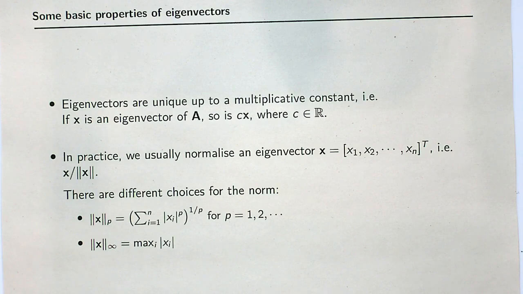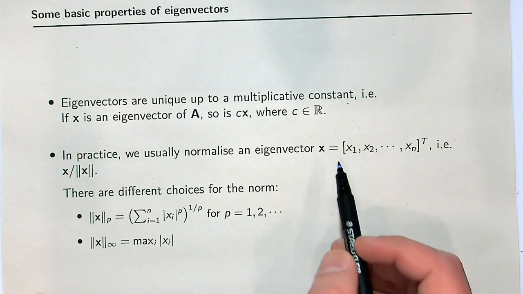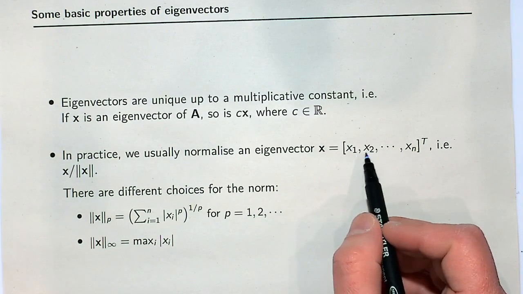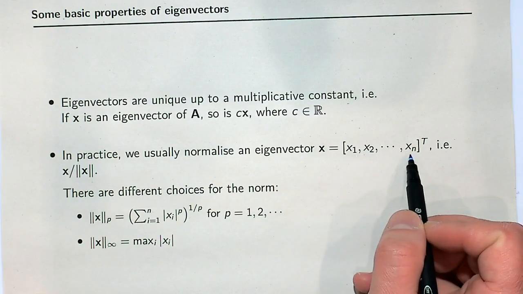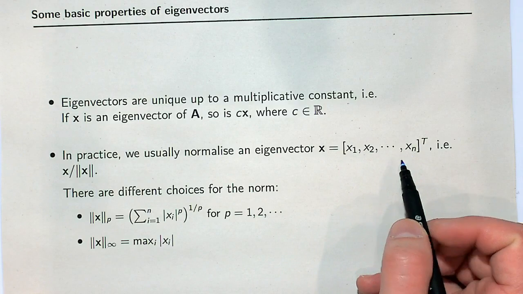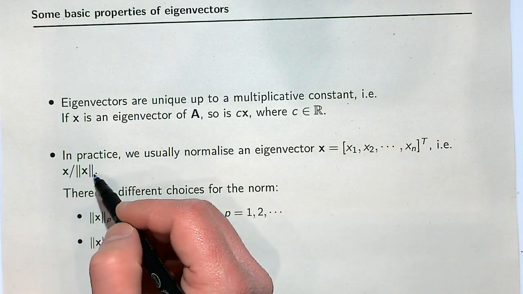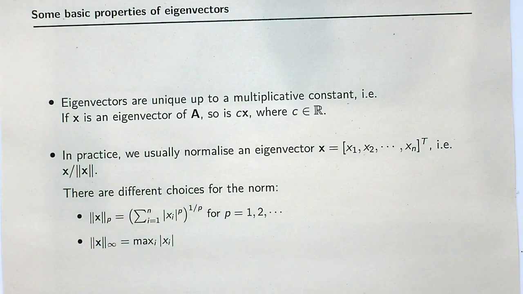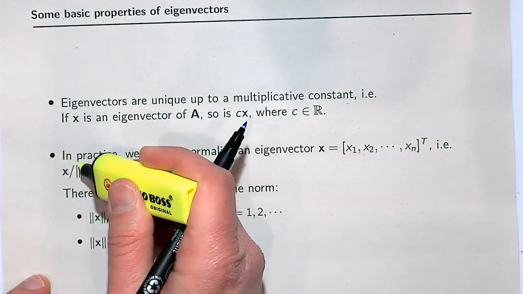And usually, in practice, when we report the eigenvectors, we would like to normalize them. So for normalization, if we have this x, which is an eigenvector and in general has n components, we should divide x by the norm of x. I don't know if you are familiar with it or not, but have you seen the norm of a vector before? Okay, anyway, this is the norm.